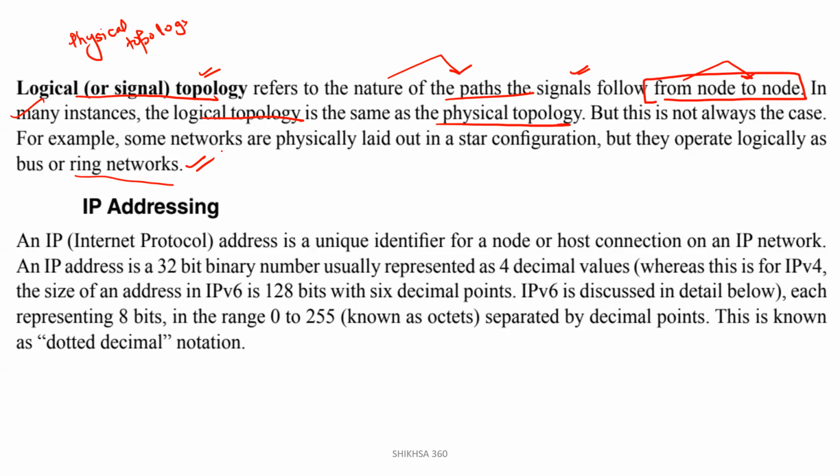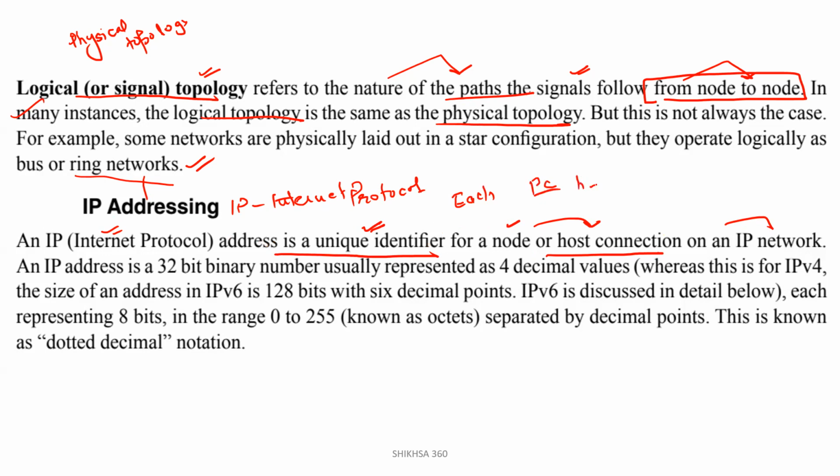So an IP address, or Internet Protocol address, IP stands for Internet Protocol. An Internet Protocol address is a unique identifier for a node or host connection on an IP network. Clear? So it is a unique identifier for a node or host connection on an IP network. Each computer has its own IP. Each PC has.